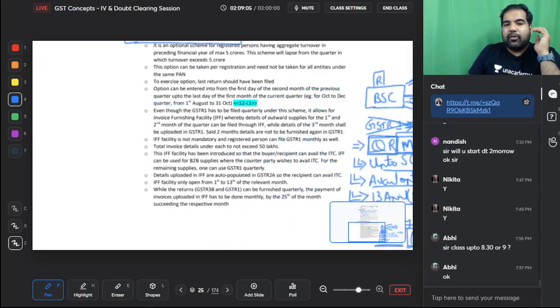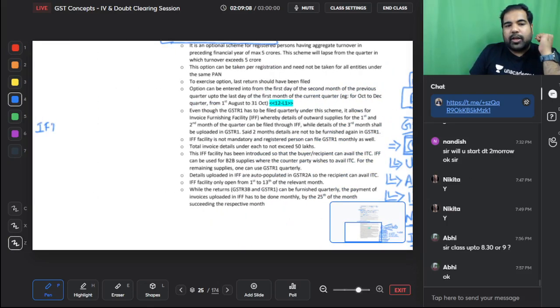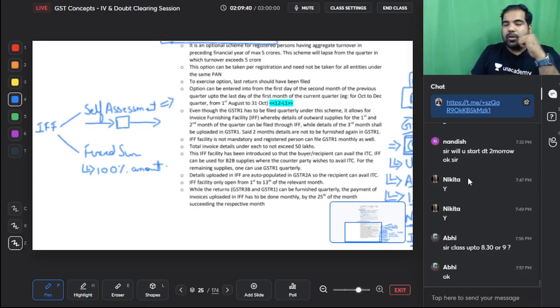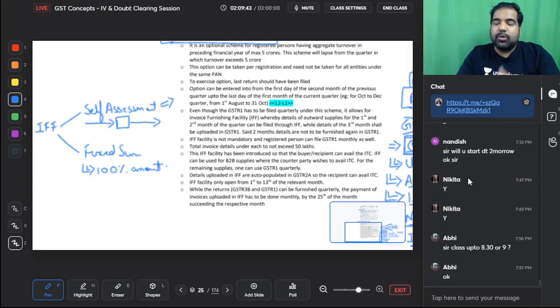And here guys, whenever you file your IFF, there are 2 mechanisms so that you don't waste too much time. There is a self-assessment mechanism, whereby every month you will see how much you've supplied, how much you've purchased, and then you will do the calculation and you will pay the GST. Or there is a fixed sum method whereby you don't have to do any calculation. Whatever you paid in the last month, 100% of that amount you pay.